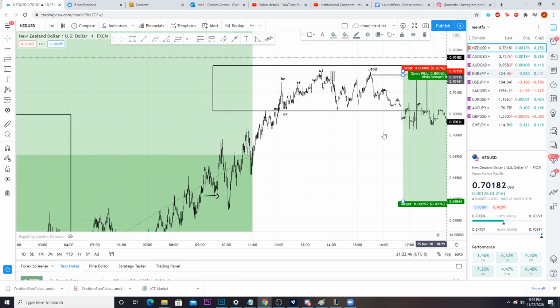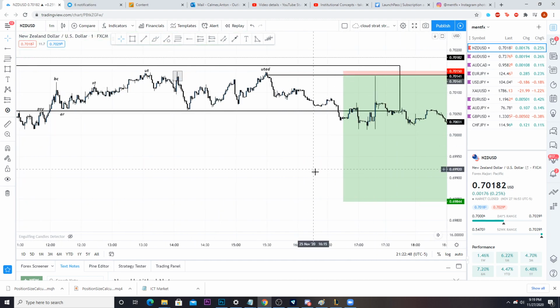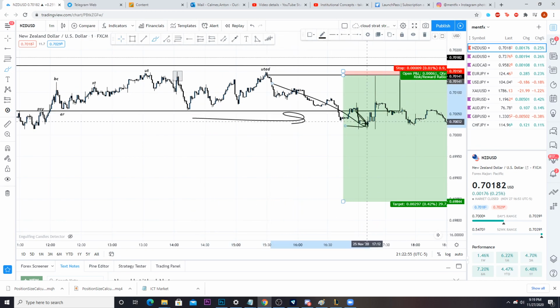Now, price came up here, didn't enter me. Okay. Unfortunate. But I still have that prerogative to go lower. Why? Because it's showing, right? Price is showing that it wants to go lower.